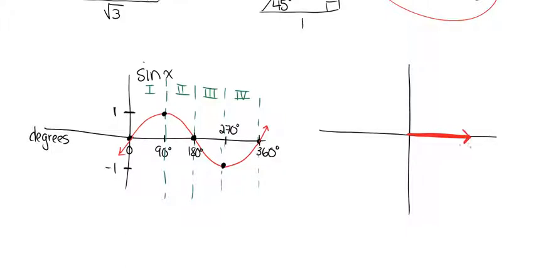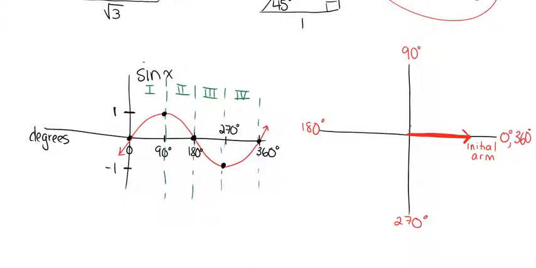This guy, our initial arm, starts at 0 degrees. And then when we rotate our initial arm around, we reach 90 degrees, 180 degrees, 270 degrees, and then back to 360. So a complete circle.